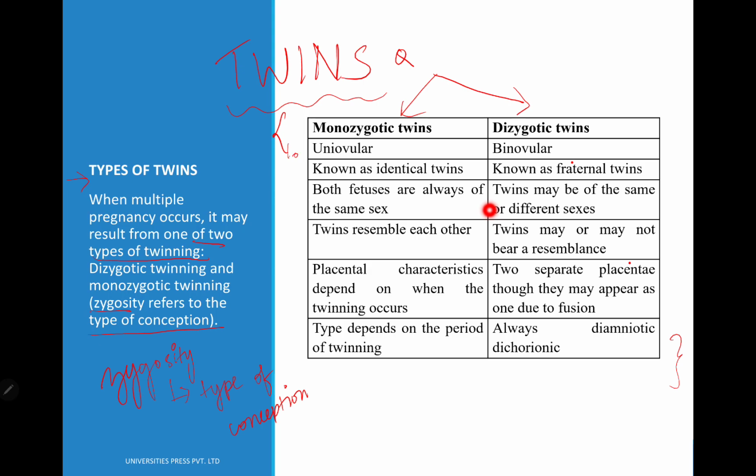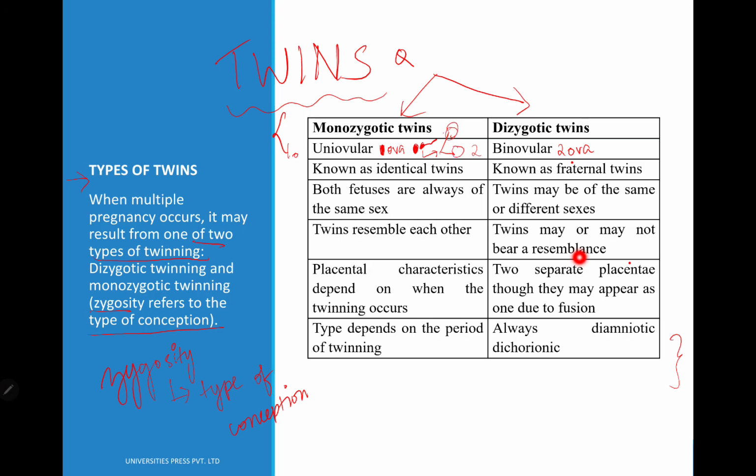First, monozygotic twins are uniovular, whereas dizygotic twins are binovular. What does uniovular mean? Uniovular means there is only one ovum involved. Binovular means there are two ova involved. So what happens, guys, in monozygotic twins is that there is one ovum and one sperm. They will be fertilized and there will be division resulting in two embryos.